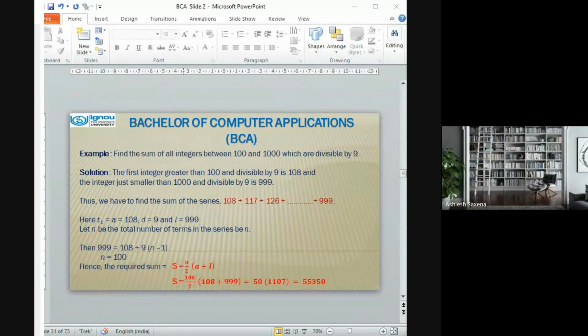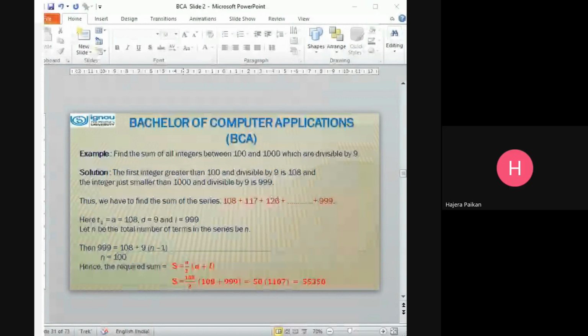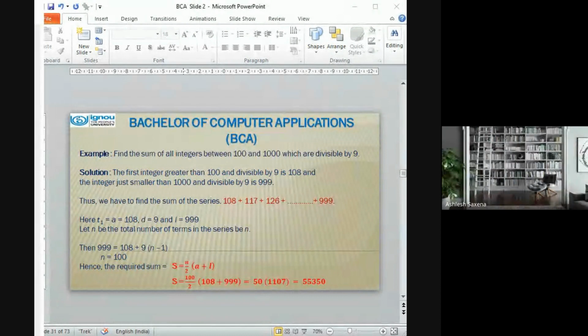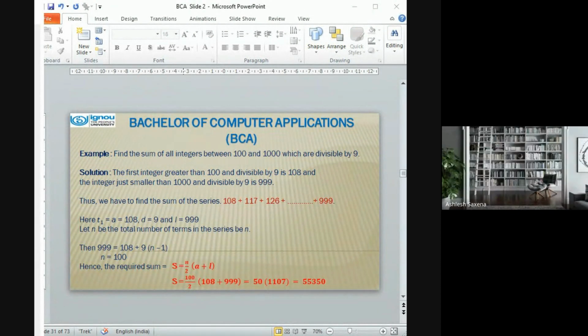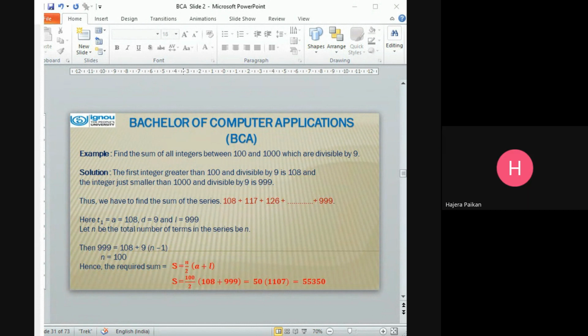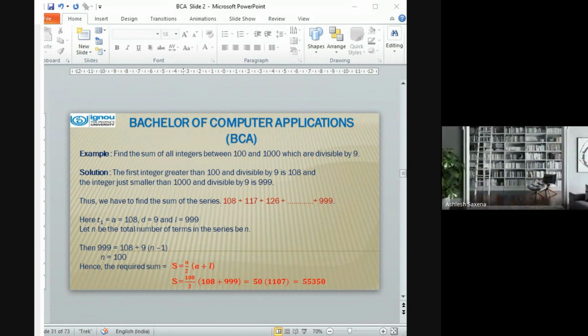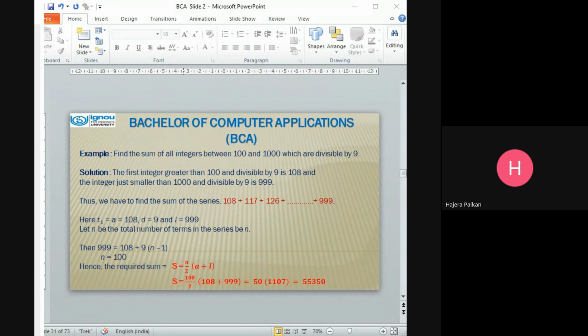You are aware what will be your A? A is 108. What is the common difference? The common difference is 9. And what is the last term? Last term is 999. At first, we have to find the value of n.